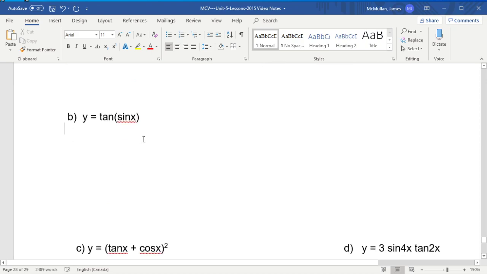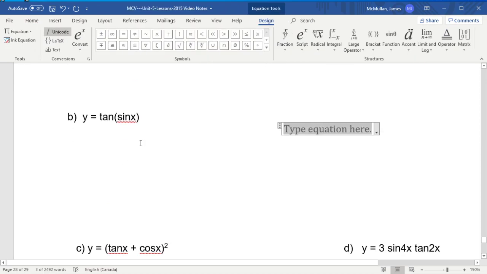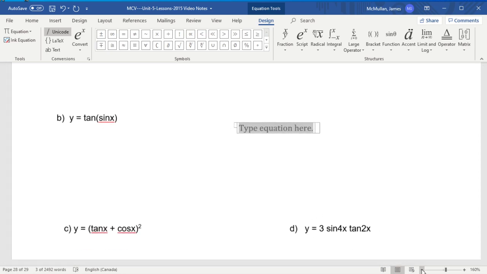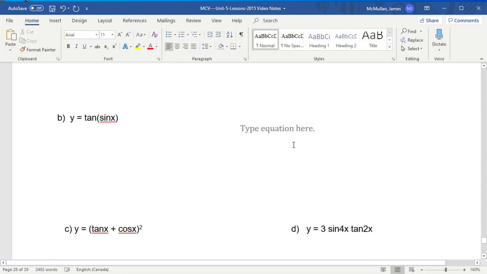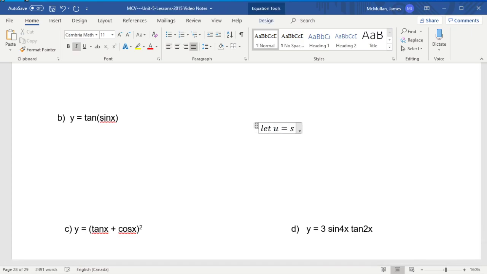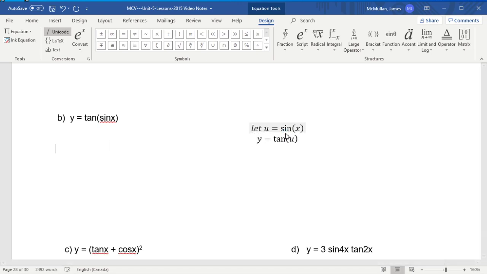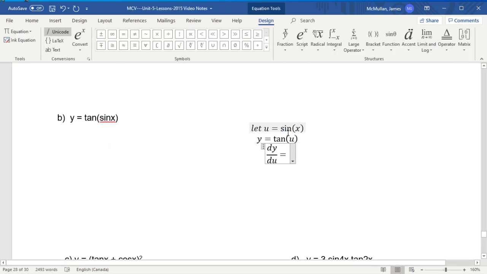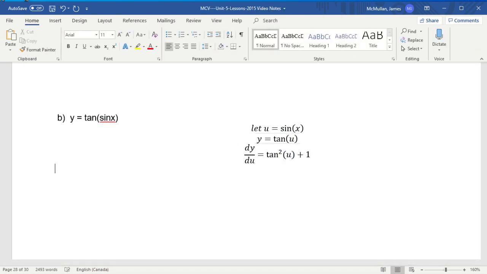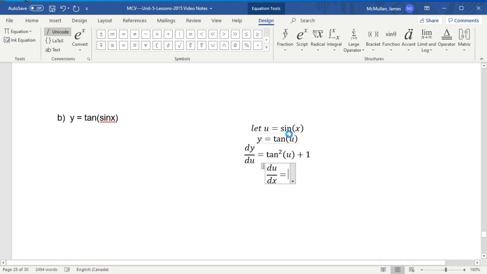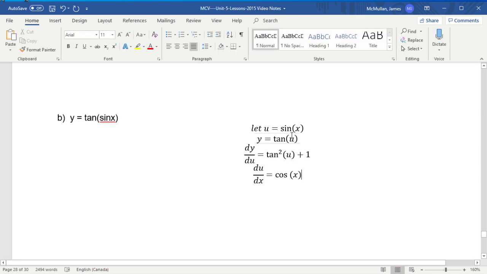Here we have tan of sine x. Okay, let's do it in Leibniz just to keep us sharp on that topic. Okay, so Leibniz. Let u equal sine x. Then y is equal to tan u. dy/du is equal to tan squared u plus 1. That's the derivative of the outside function. Now, du/dx is equal to cos x because the derivative of sine is cos.